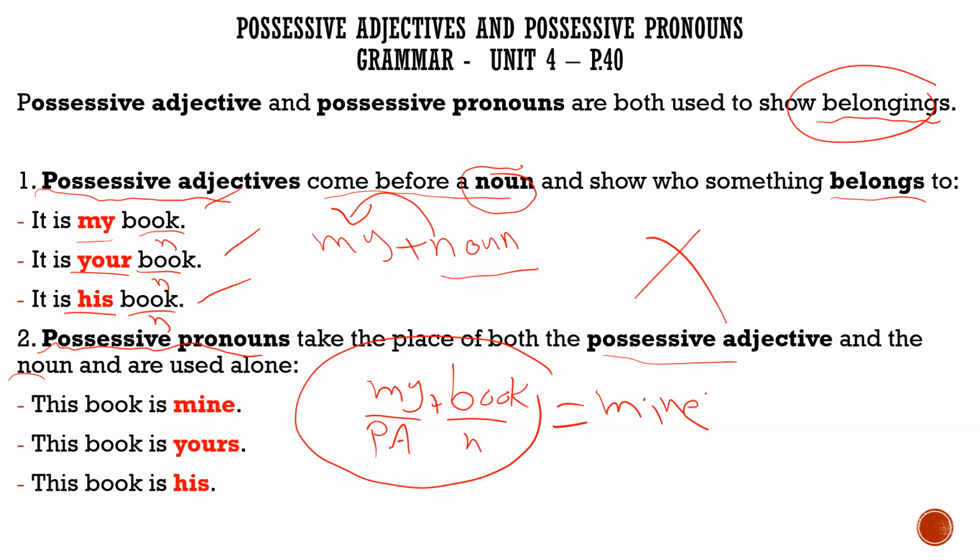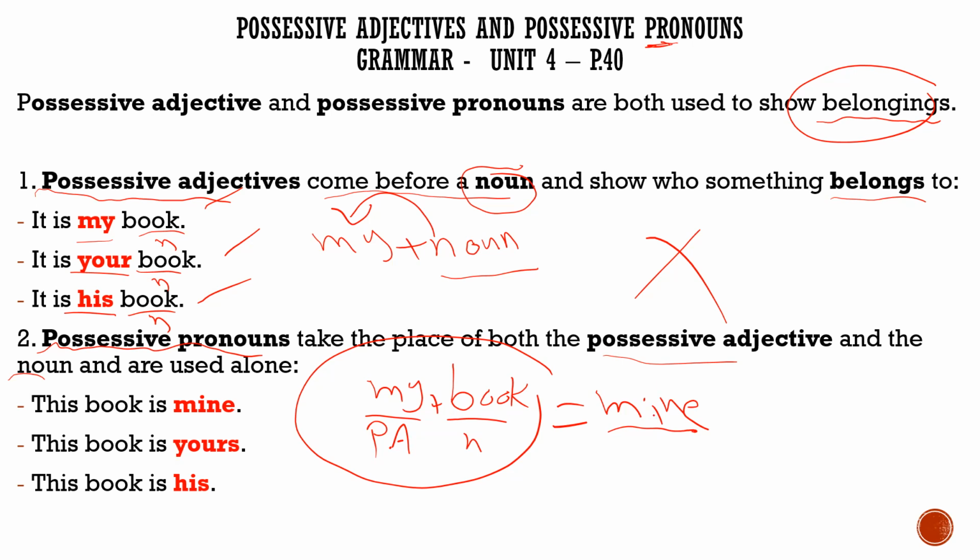You don't say mine book. You don't say yours book. Not like this. You simply put the possessive pronoun in the place of both possessive adjective and the noun. You don't need the noun at all, okay? Yani, it's in the name. What? Possessive pronoun, pro. Someone who is pro can work alone, okay?